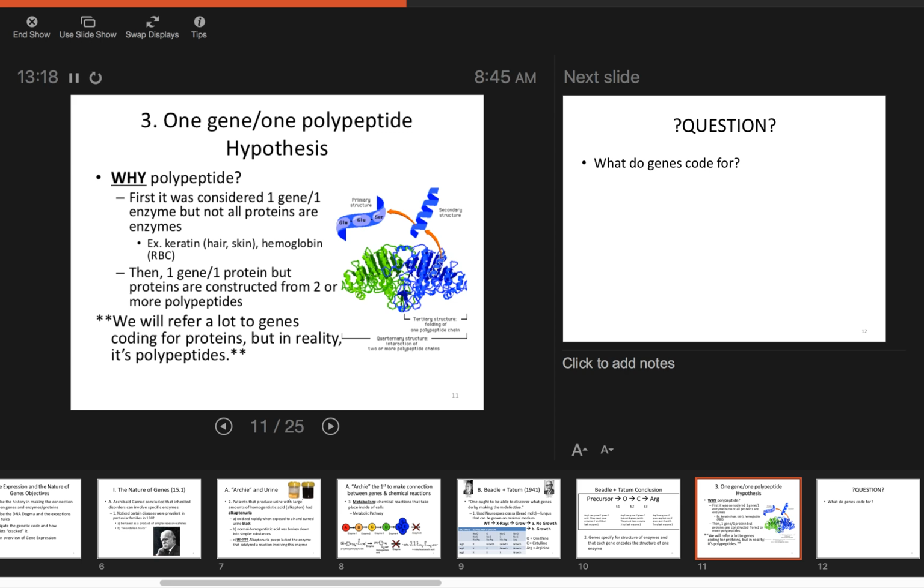Now, I know in my lecture and in future reference, I'm probably going to say a gene codes for a protein. But just know that really it's a polypeptide that a gene codes for. Okay? So I'm just going to use these interchangeably, probably this one more than this one.